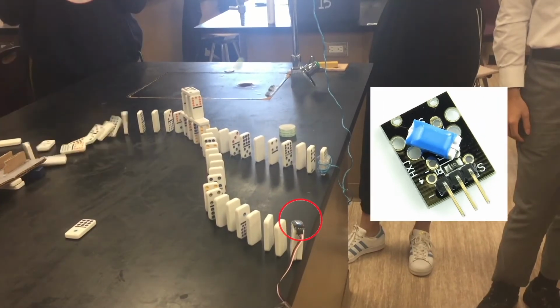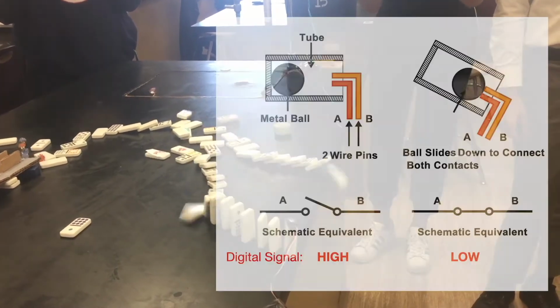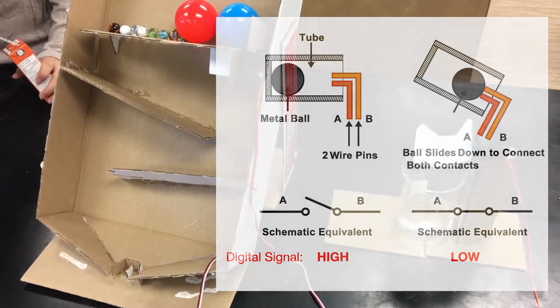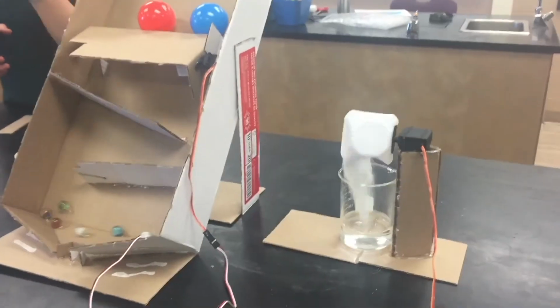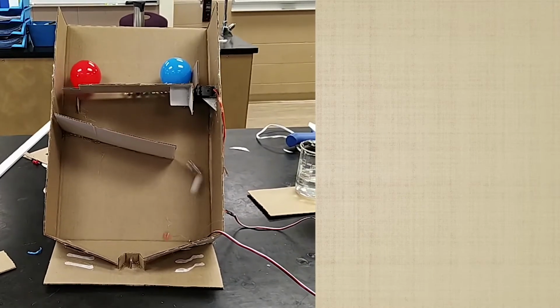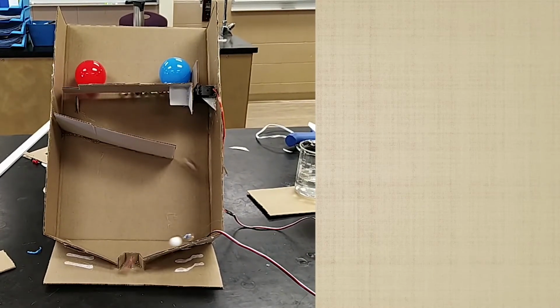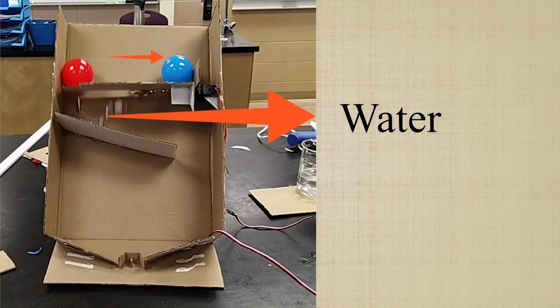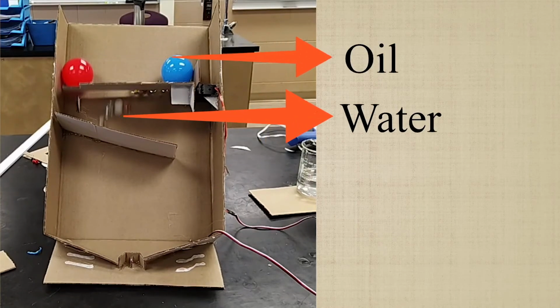A ball switch is used as the transition from dominoes to servo. The ball switch falling down with the dominoes causes a change of digital signal, leading to rotation of the servo. The rotation allows small marbles to pass through the gap while larger balls are kept in the original position. The small marbles represent the water and the larger ball represents the oil.